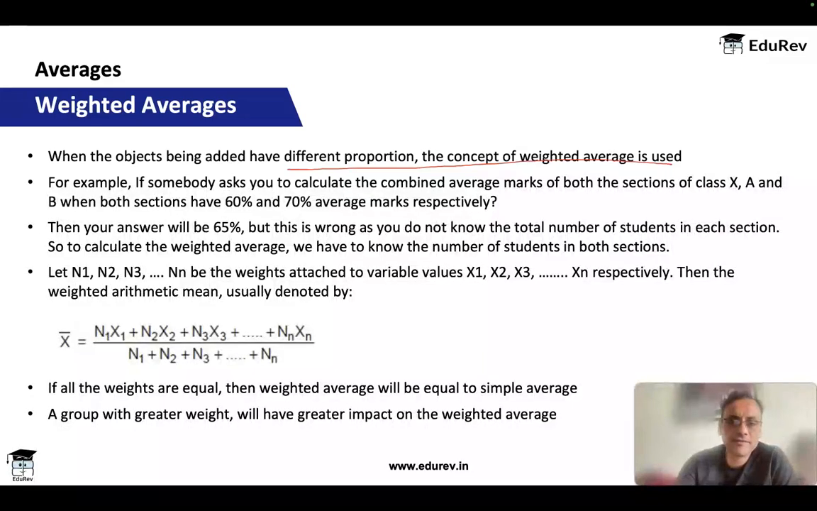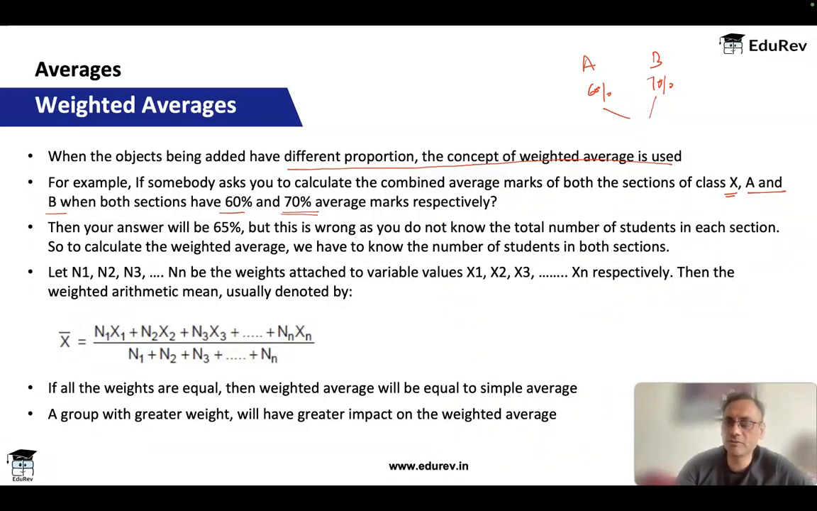For example, if somebody asks you to calculate the combined average marks of both the sections of class 10, section A and B, when they have 60% and 70% average marks respectively. Okay, so I have section A, section B. This section has 60% marks. This one has 70% marks. So these are the averages, and I'm supposed to calculate the average of these averages.